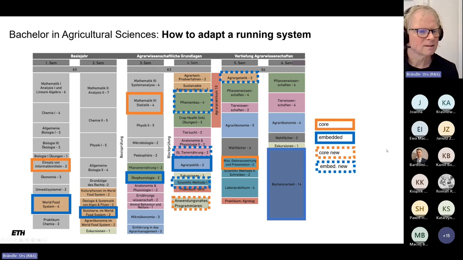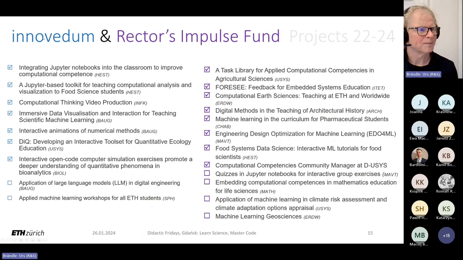And for that, we had some money for two rounds of projects. In the first round, we had visualization. So everything around scientific visualization or modeling, so people could apply for money to program environments or to set up courses and concepts. And there's two different sources for these calls.